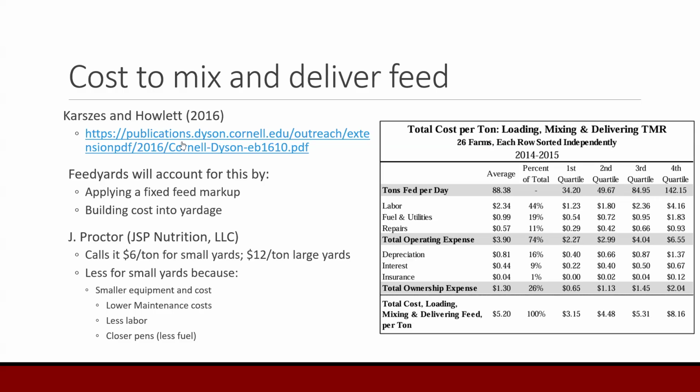They looked at, gosh, I don't even know how many different feed yards, but they assigned a price per ton of feed to labor, fuel, utilities, repair, equipment depreciation, interest, insurance. The total ownership expense is the sum of this. Total operating expense is the sum of that. So on average, it costs them $5.20 per ton to mix and deliver feed. That does not include feed cost. Okay, so that's just equipment, labor, time.